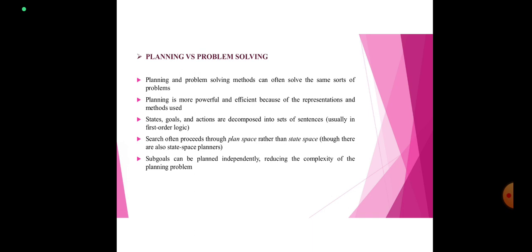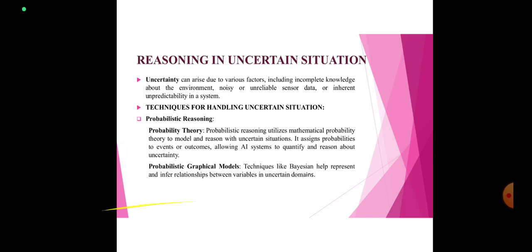Also, the subgoals can be planned independently. For each subgoal there will be certain actions which help to reach the desired goal state. So these sub-goals can also be planned independently. This reduces the complexity of the planning problem.